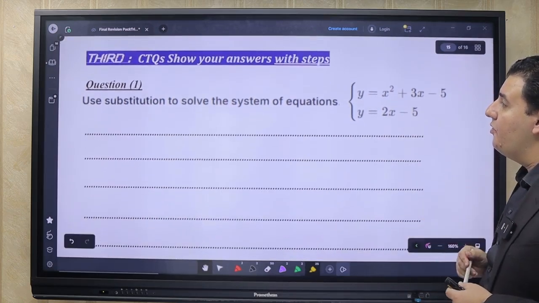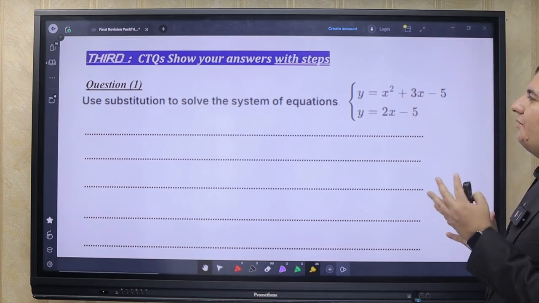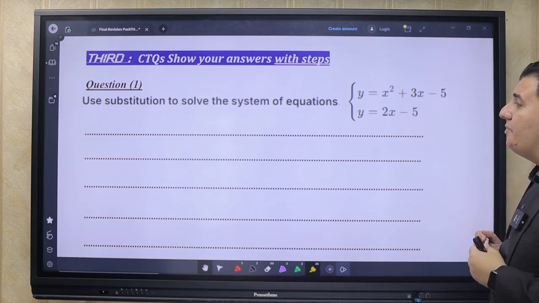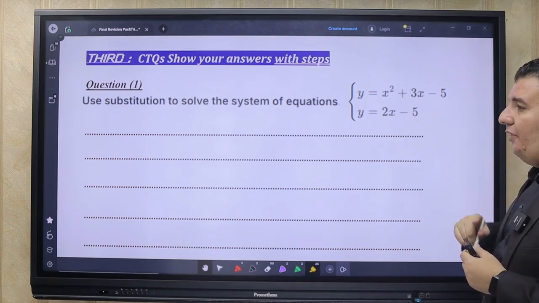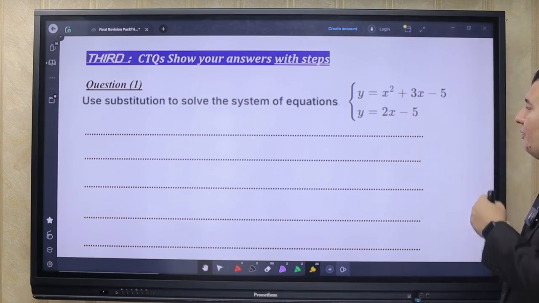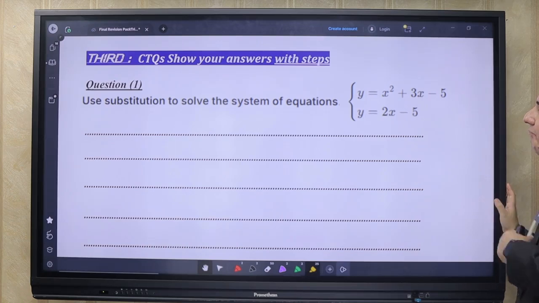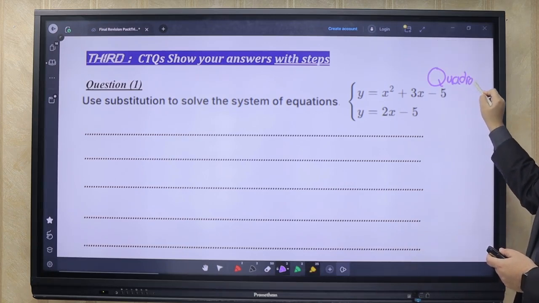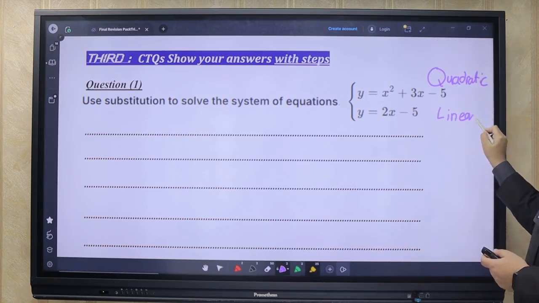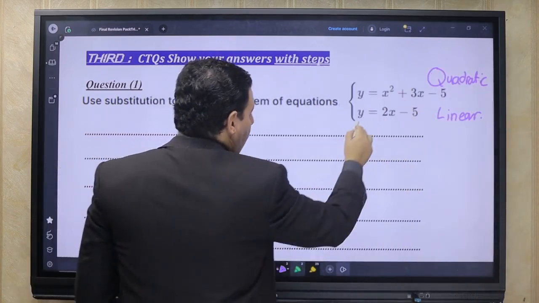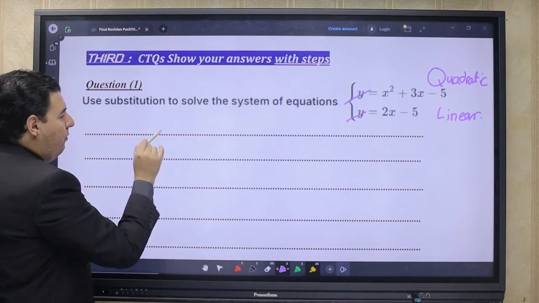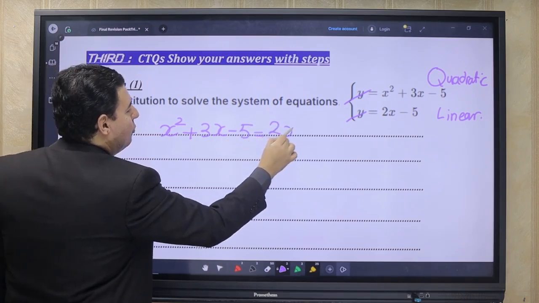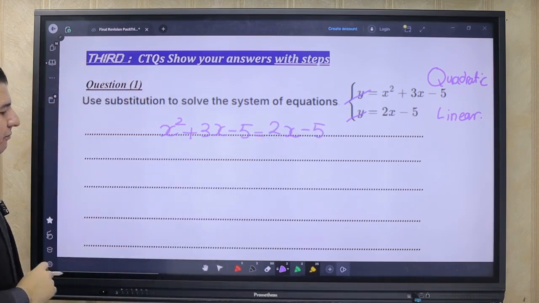Third question, which is critical thinking. Solve this system of equations with the substitution method. The first one is the second degree equation, which is a quadratic function, and the second one is a linear equation. How can we solve this quadratic equation and this linear one? First, we will cancel y and y, and second, we will start with x squared plus 3x minus 5 equals 2x minus 5. I want to find the value of x here.